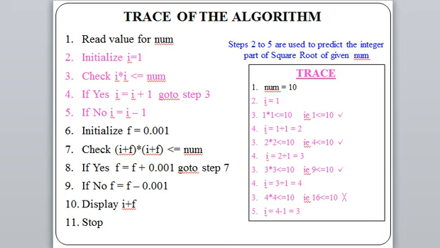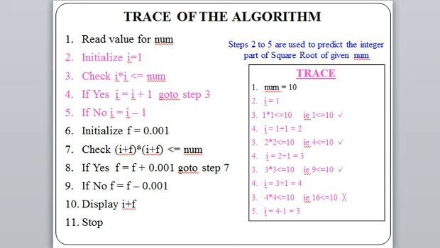Now initially I have to do initialization, so i equal to 1. In the process we have to predict which number is nearing the square root of 10. You know that when you multiply 1 with 1 the result is 1. When you multiply 2 with 2 the result is 4, and 4 is not nearing 10. Next, when we multiply 3 with 3 it is 9, so the square root of 9 is 3. Next, 4 into 4 is 16, and the square root of 16 is 4.